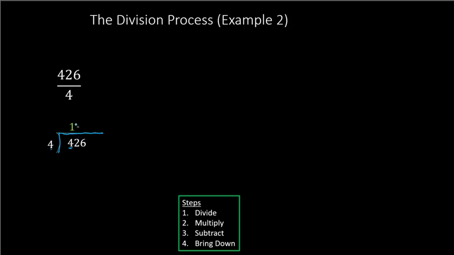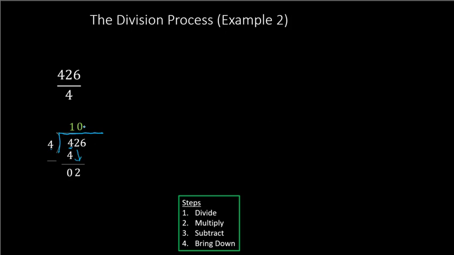And then you multiply 1 times 4 to get 4. And then we subtract 4 minus 4 to get 0. And then you bring down the 2 and then repeat the process. So now we see how many times does 4 go into 2. So this is where the 0 comes in. 4 does not go into 2. So 4 goes in 0 times. So you put a 0 up here on the top.